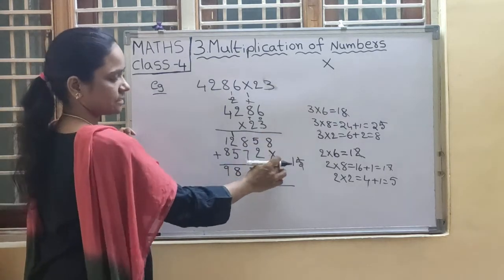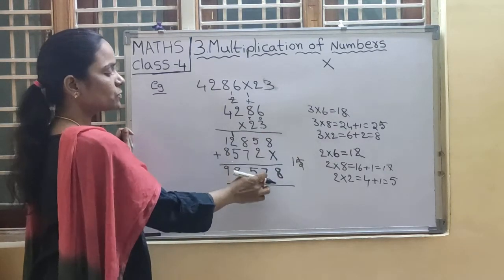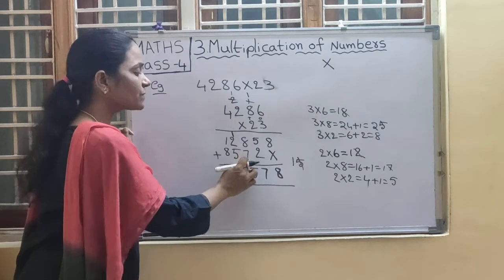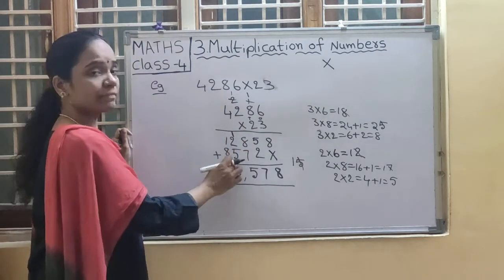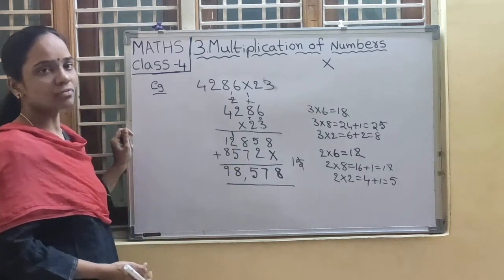It is 98,578. 8, the same number. 5 plus 2 is 7. 8 plus 7 is 15. So, 5 right here, 1 is the carry. 1 plus 2 is 3. 3 plus 5 is 8. 1 plus 8 is 9. So, what is the answer?